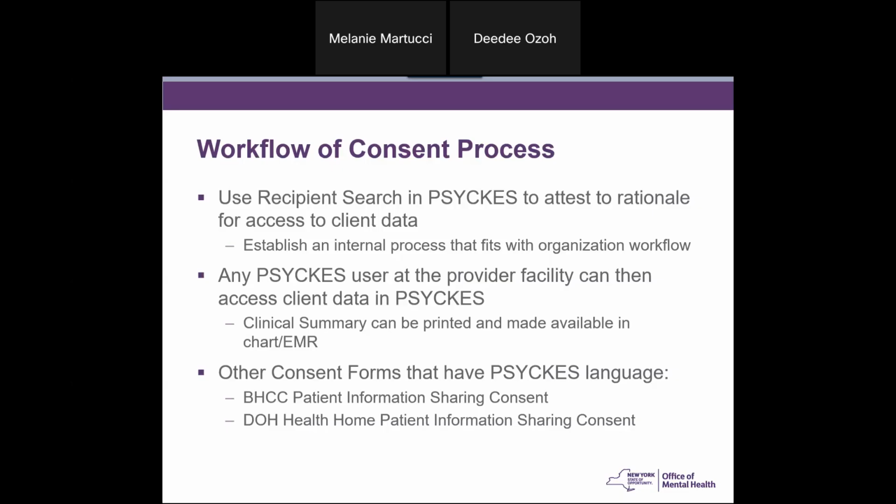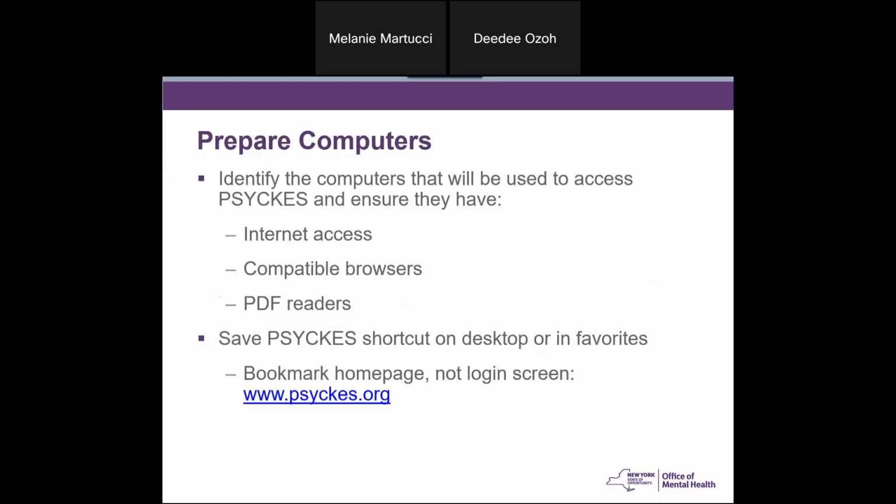Okay, so I'm going to move on to preparing computers. When preparing computers for PSYCKES access, you will need to have internet access, compatible browsers, and PDF readers. PDF readers can be really helpful when you're using the export to PDF in PSYCKES. That's where a lot of the information can be exported to, like clinical summaries, the MyQI report, and recipient search results. So you'll want to have that on your computer. Most computers do already have PDF readers built in.